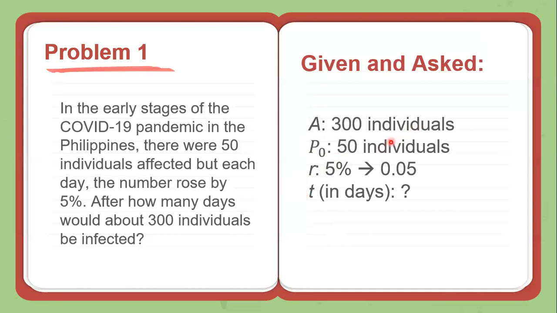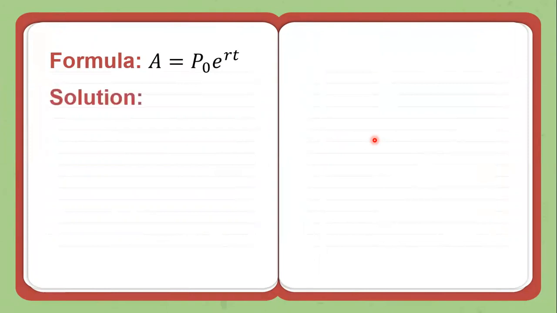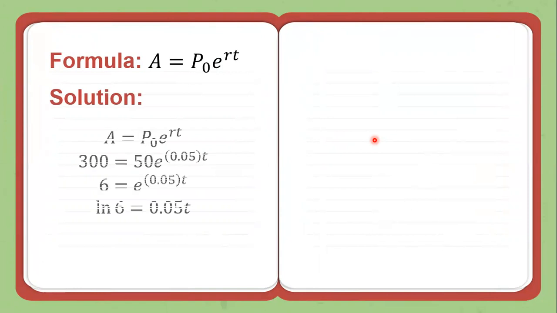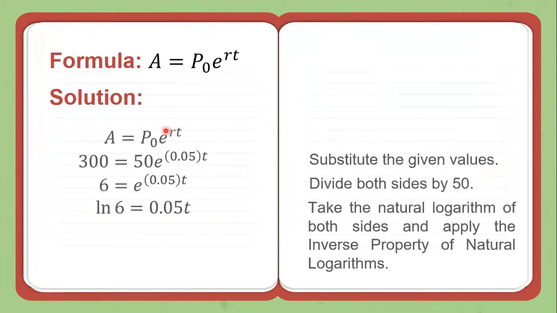So observe class that from an initial amount or initial value of 50, it became 300, meaning there is an increase of value. That's why this problem can be categorized as an exponential growth problem. So let's proceed to the next letter F for formula, which I already gave you earlier. Now we can also proceed to the solution wherein we can safely substitute the values we obtained earlier to the formula. So A is 300, the initial population is 50, the rate is 0.05. So we will have 300 is equal to 50 e raised to 0.05 times t.